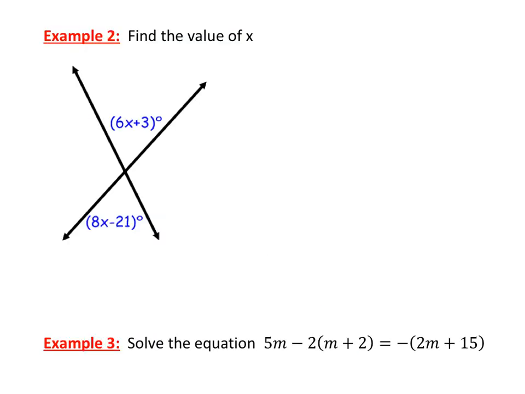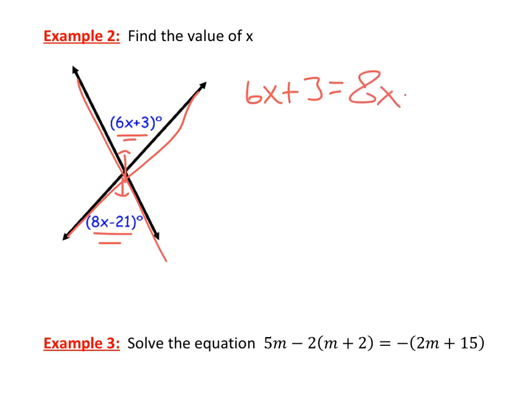Example 2, we're asked to find the value of x. This problem, notice it's two intersecting lines here, and these two expressions are referring to the angles. You may recall from previous years of math that if the angles are straight across from each other, then the way they are related is that they are equal to each other, or congruent. So that means we can start by setting this up. 6x plus 3 equals 8x minus 21.